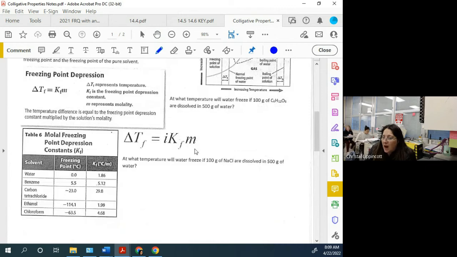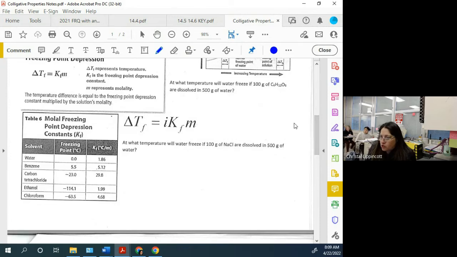We can actually calculate how much that depression will change things. So this is the equation that we use to do that. And this sign here, delta, means change in. So this is how much your temperature is going to change from that normal point. So water, for example, freezes at 0 degrees Celsius. We run through this calculation and it tells us what we're going to subtract from, in this case, 0.